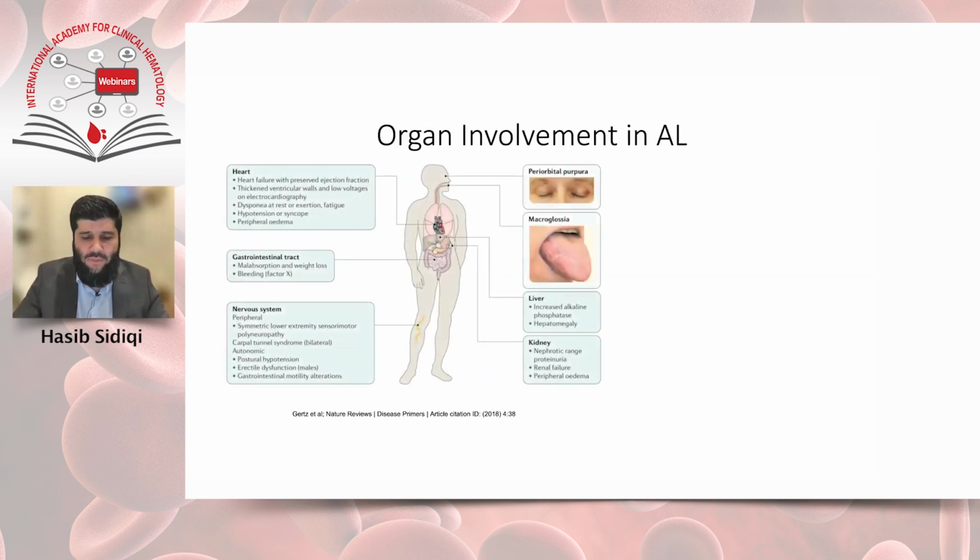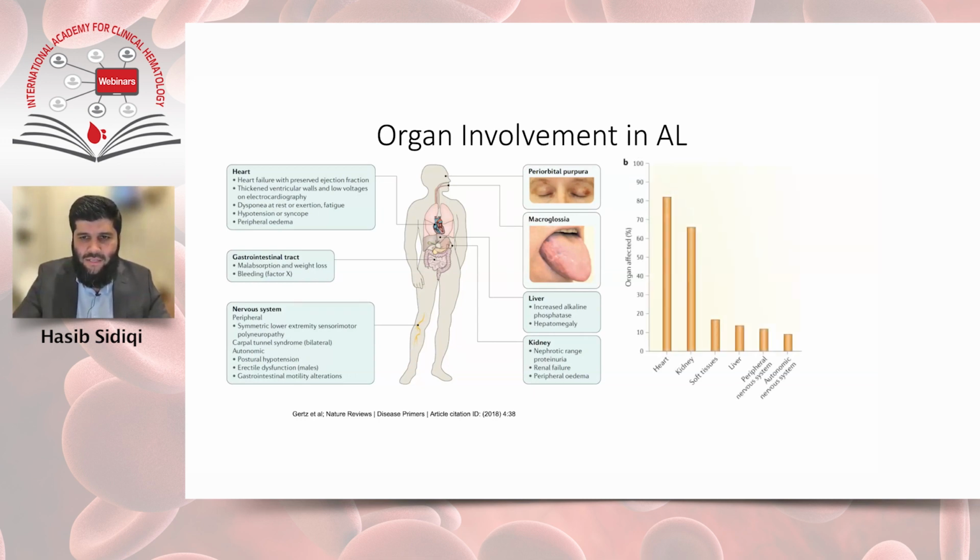In terms of organ involvement, we know this is a multi-organ disease and almost any organ can be affected, but the classic organs that are affected are the heart and the kidneys, involved in anywhere between 60 to 70% of patients. But as you can see, multiple organs can be involved, including soft tissues, the liver, and the autonomic and peripheral nervous systems. Some of these other manifestations that are very specific for light chain amyloidosis, such as macroglossia, are not very sensitive. They're only present in about 10 to 15% of patients.